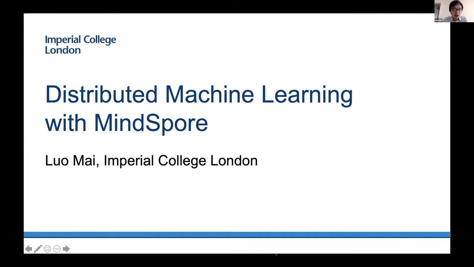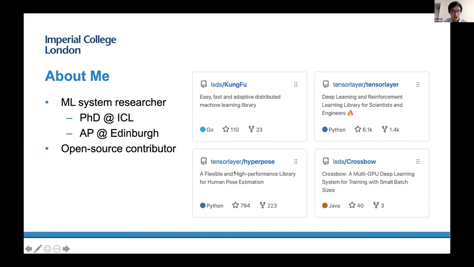So today I want to talk a little bit about my experience of using MindSpore for doing distributed machine learning. First of all, I want to give you just a little bit about myself. I am a researcher working on building machine learning systems. I got my PhD from Imperial College, and I will become an assistant professor at the University of Edinburgh.